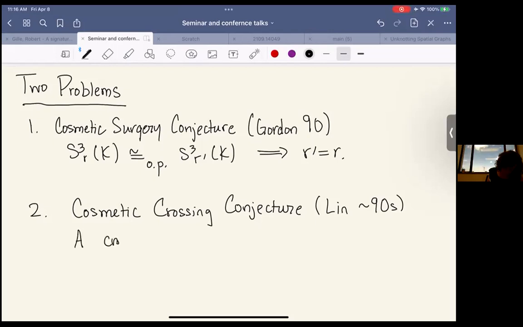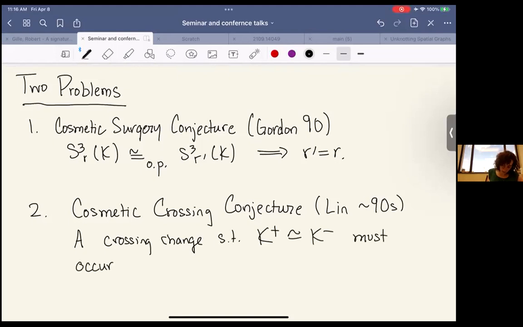So a crossing change such that K plus is isotopic to K minus must occur at a nugatory crossing, which is the silly way where you would change a crossing and preserve the isotopy type of the knot. I'll draw an example of a nugatory crossing.